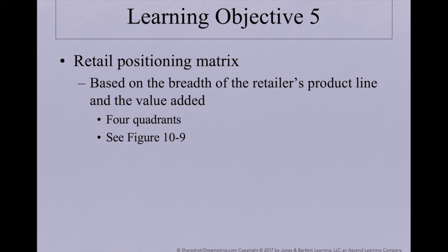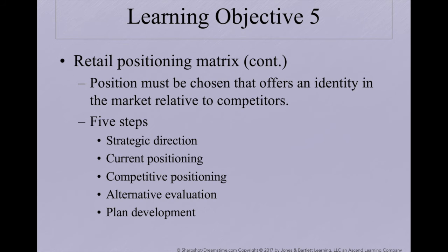The retail positioning matrix, based on the breadth of the retailer's product line and the value added, has 4 quadrants. See figure 10-9. A position must be chosen that offers an identity in the market relative to competitors. There are 5 steps. Strategic direction is when an organization must decide whether to be a full service or a partial service provider. Current positioning includes an organization understanding its current composition using quantitative and qualitative information.